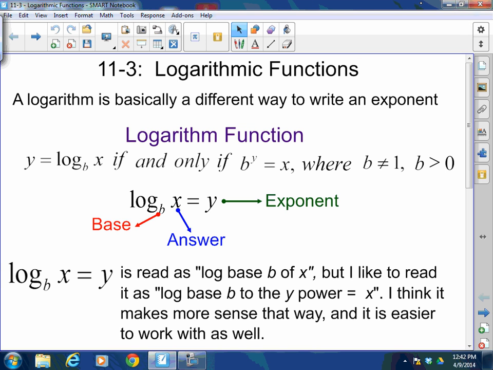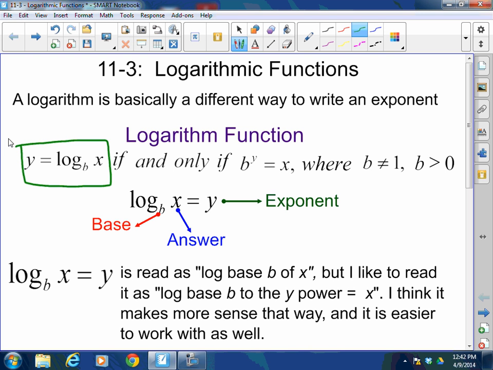So, basically, a logarithm is just a different way to write an exponent. It's the inverse, to be exact. And what is a logarithm function? Okay, let me explain this. y equals log base b of x if and only if b to the y power equals x, where b is not 1 and it has to be greater than 0. What did I just say? Let me explain it right here.